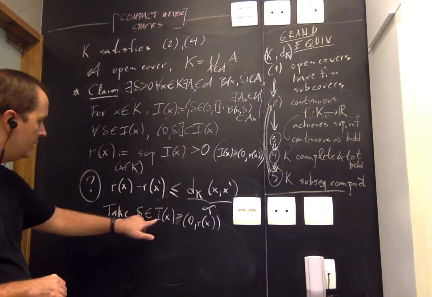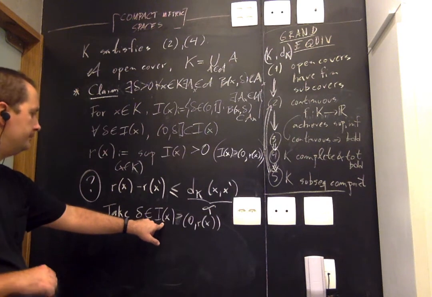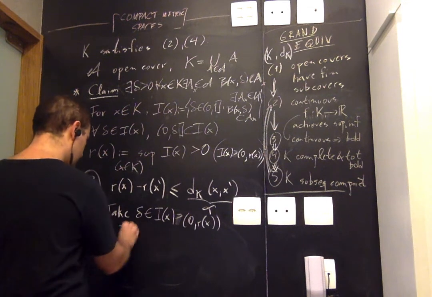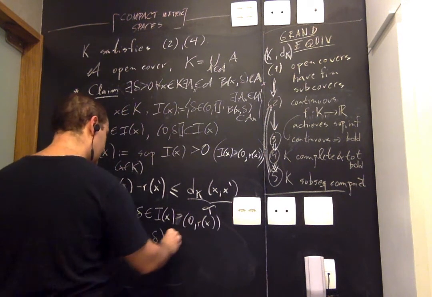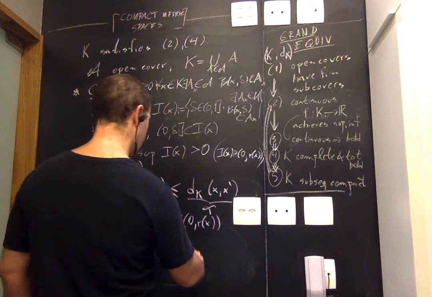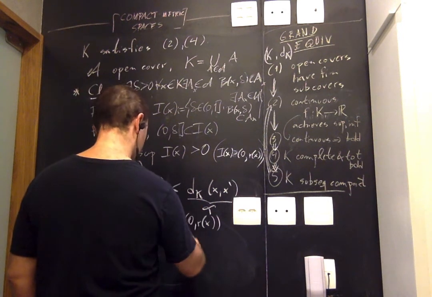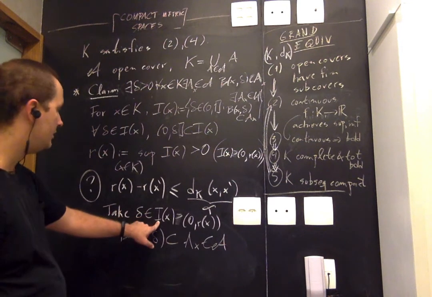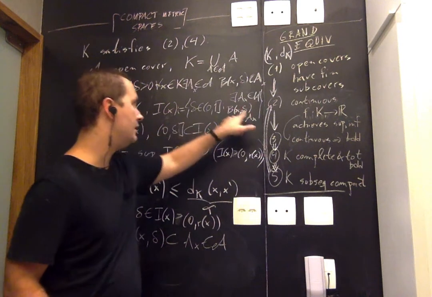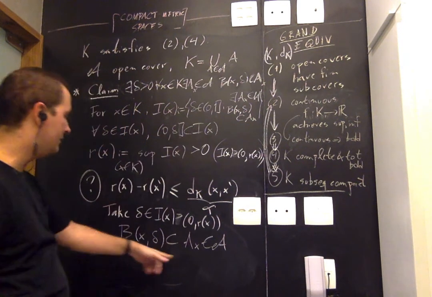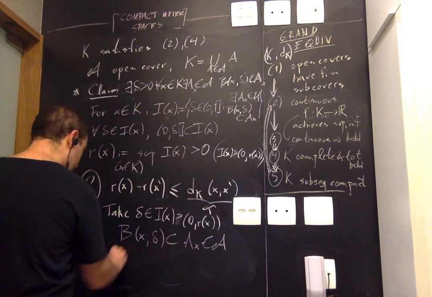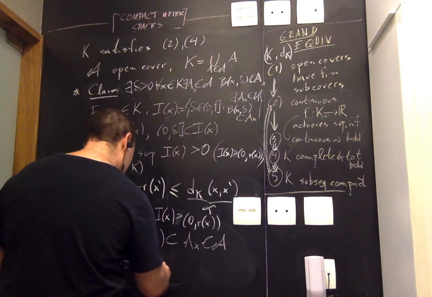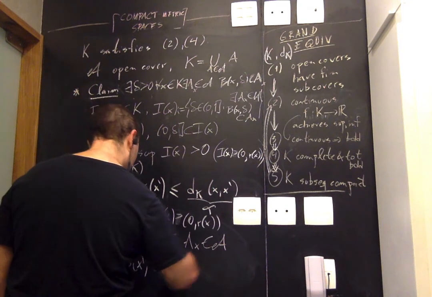So watch. If I take a delta in this interval, then I know that B of x, delta is contained in A of x for some A of x belonging to the open cover, right? That's the definition of the set I of x. If I take delta in here, there's a set in the cover that covers the ball of radius delta around x. Now, look at the ball around x prime of radius delta minus this alpha here, the distance between the two.